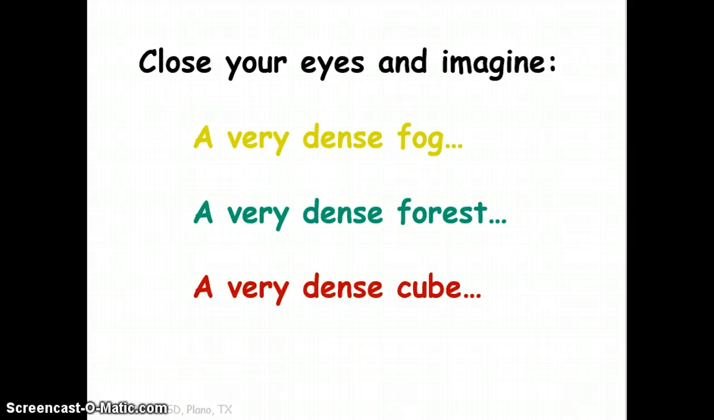Now one more thing to imagine. Imagine a very dense cube. Would that cube have a lot of atoms or very few atoms? A very dense cube has a lot of atoms tightly packed together. The more matter you have packed into a given space, the more dense an object is. Hopefully you can now picture the idea of density a little bit better.